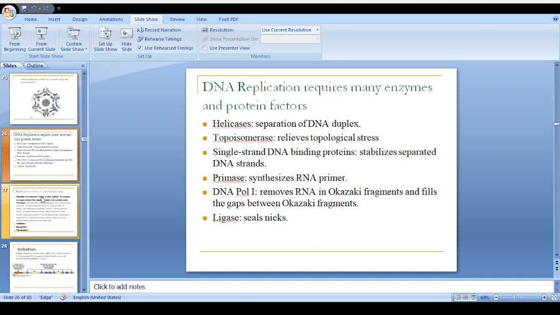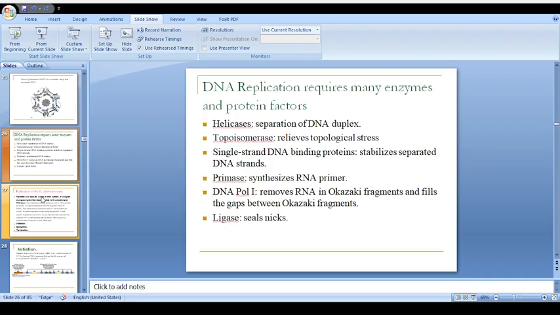Topoisomerase is responsible for relieving the twist which is present in the DNA. There are two types of topoisomerase: topoisomerase 1 as well as topoisomerase 2. Topoisomerase 1 is called DNA gyrase, and further we come across various single-stranded binding proteins.